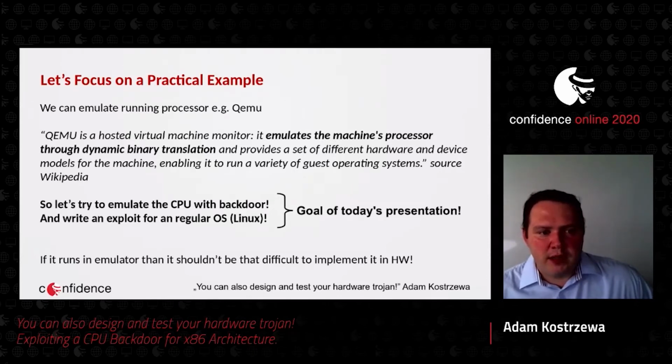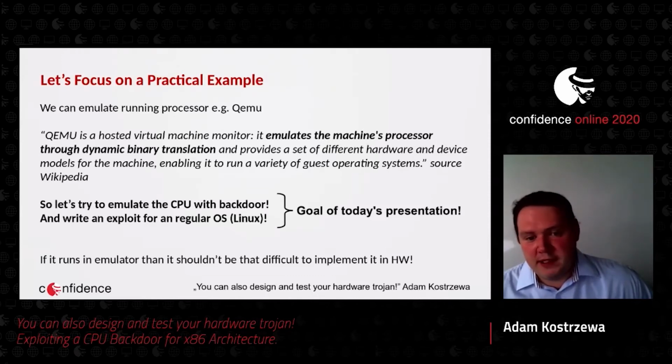So with Qemu, we can emulate many different processors with different architectures: SPARC, ARM, x86. So if we can emulate a running processor, maybe we can also emulate a CPU with a backdoor and write an exploit for it on a regular operating system like Linux. And this will be the goal of today's presentation.